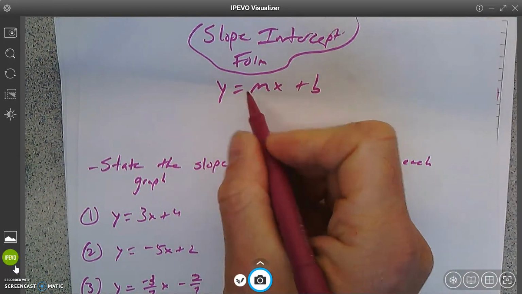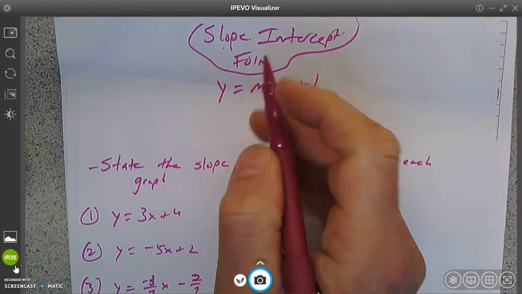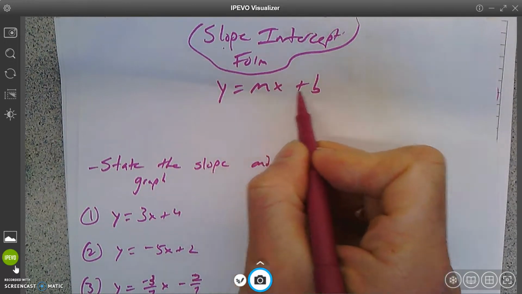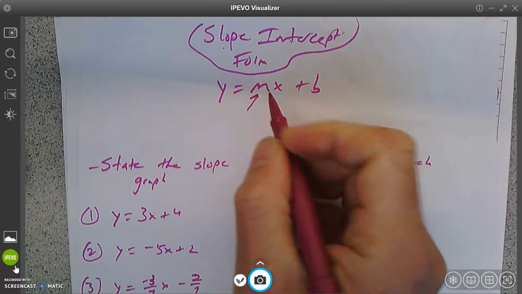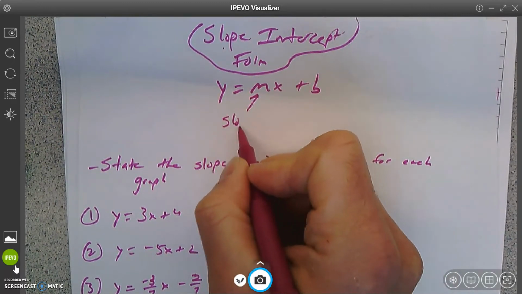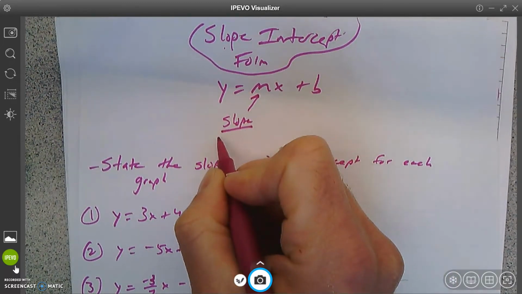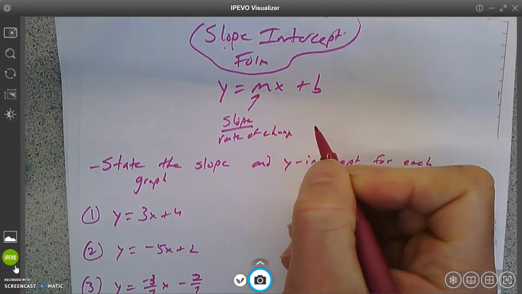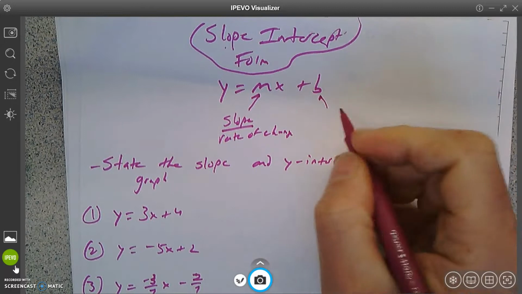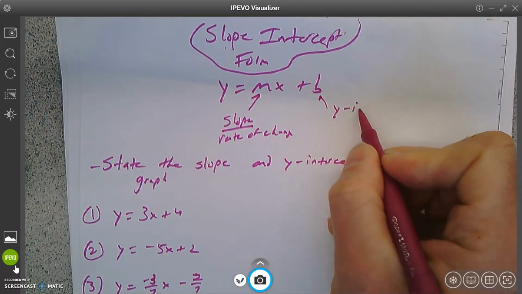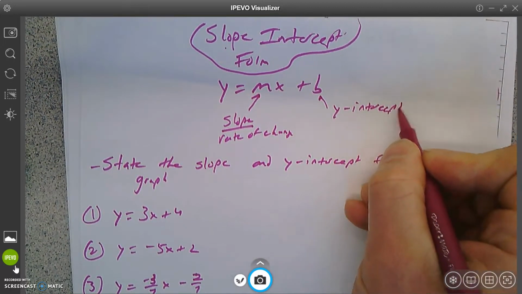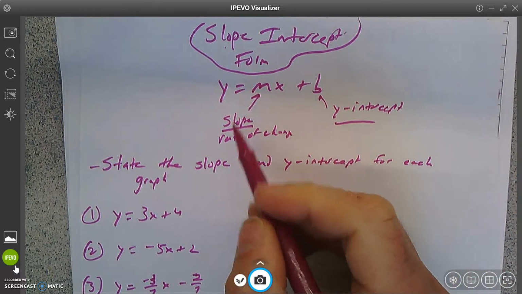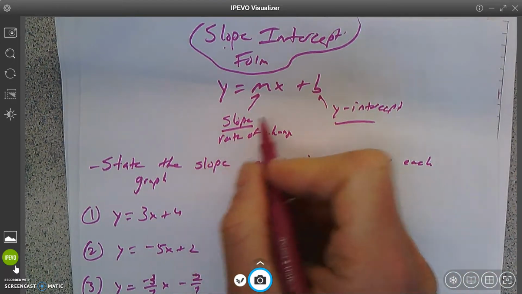Irish Television. Okay, so we're doing slope-intercept form right here. Y equals mx plus b. M stands for the slope, which is the rate of change. And b stands for the y-intercept right here. Okay, so slope is the rate of change or steepness of the curve.